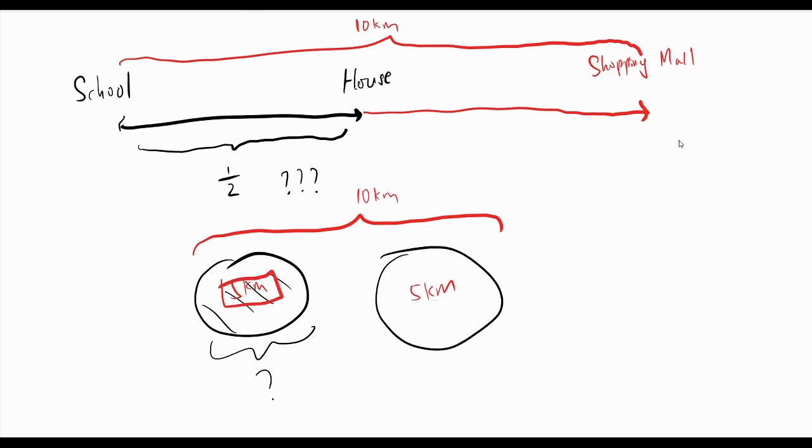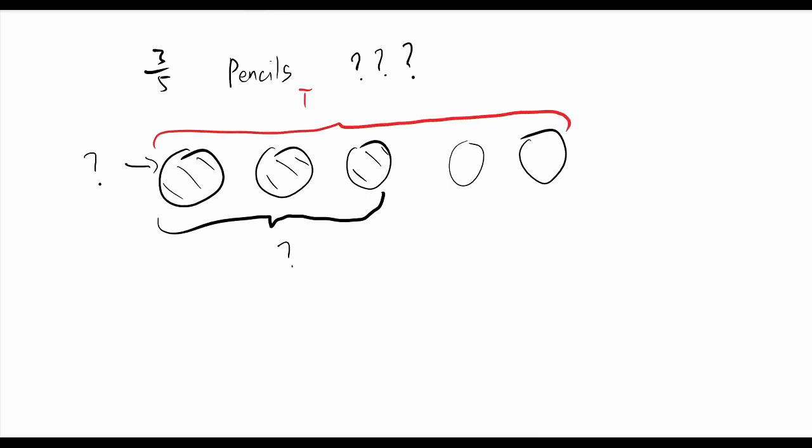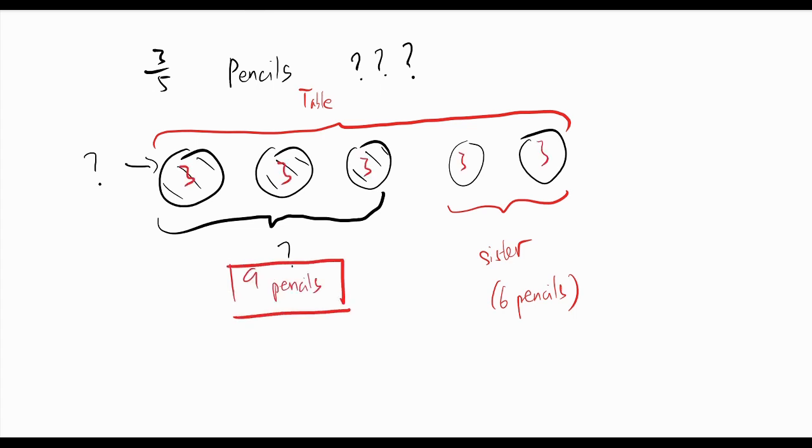Or you have 3/5 of the pencils on the table, the rest belong to your sister who has 6 pencils. So that means out of the 5 groups on the table, you have 3 groups and your sister has 2. And those 2 groups contain 6 pencils altogether, which means there are 3 per group. Since you have 3 groups, you have 9 pencils.